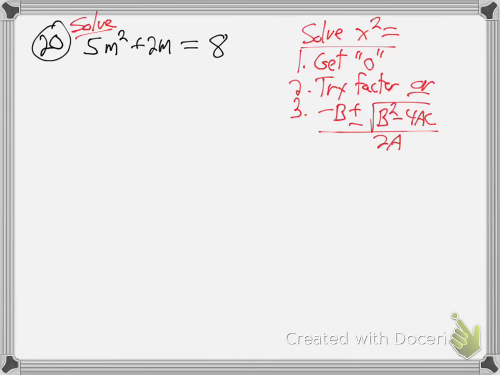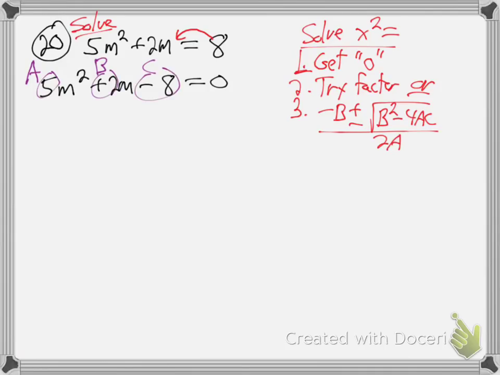So step 1 is I got to get a 0. So jump this 8 to that side. And so what do we got? We got 5m squared plus 2m minus 8 is 0. So when that positive 8 jumped over, it changed signs to be negative 8. So now we can identify a is 5, b is 2, c is negative 8.